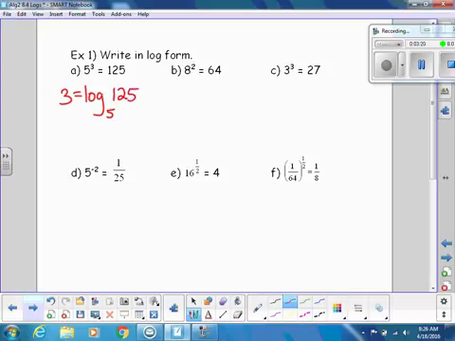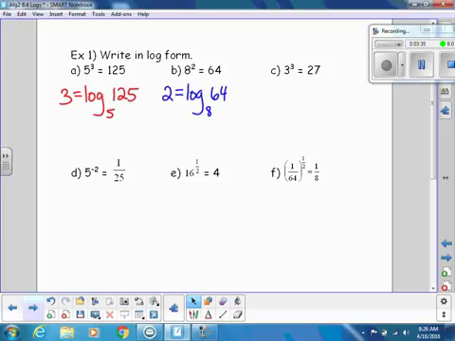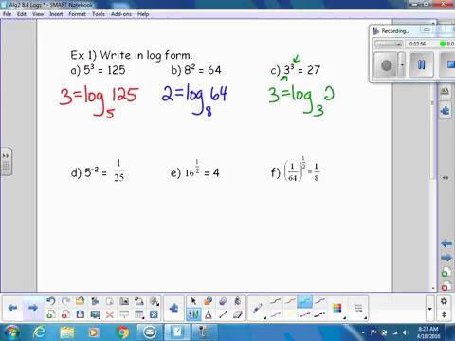So I'm just switching the form. All right, so this one, the exponent is 2, and that's equal to log base. 8 was our base, so that's log base 8 of 64. And then in part C, we would have the exponent, which is 3, and I'm talking about this 3 right here, equals log base 3. Base 3 is that one. Log base 3, and then we're going to have of 27. Okay, so the way I read that is 3 equals log base 3 of 27.